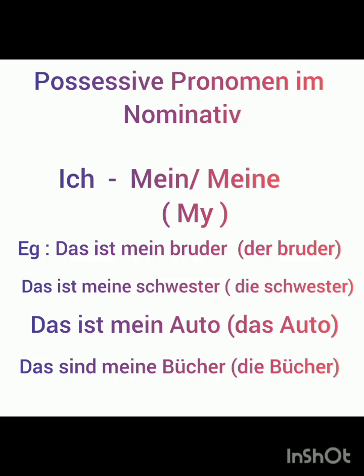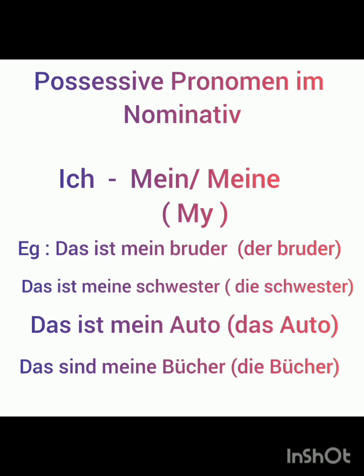Hello everyone. Today we are going to discuss possessive pronoun in nominative case. Possessive pronoun of ich is mein or meine. If the article is there or das, then it should be mein. And if the subject is feminine or plural, then it should be meine.